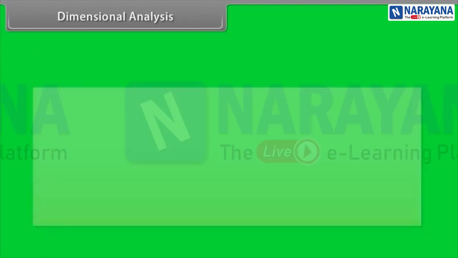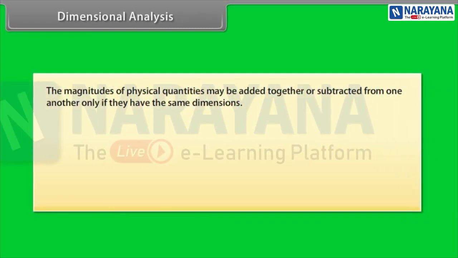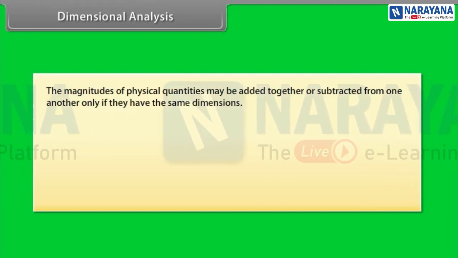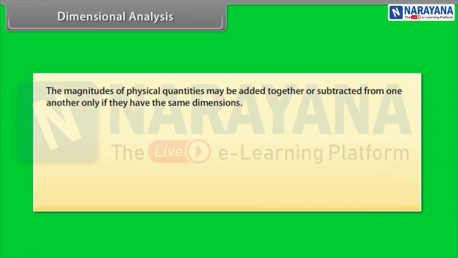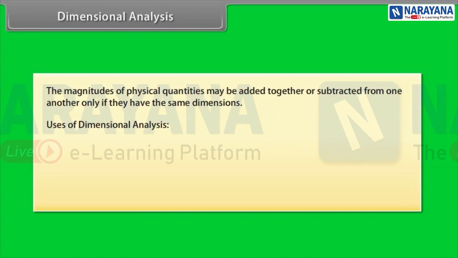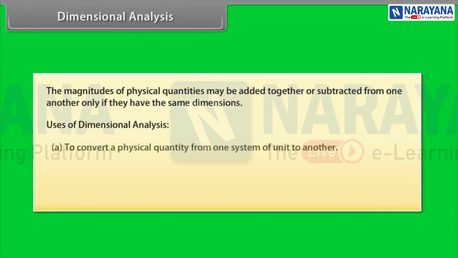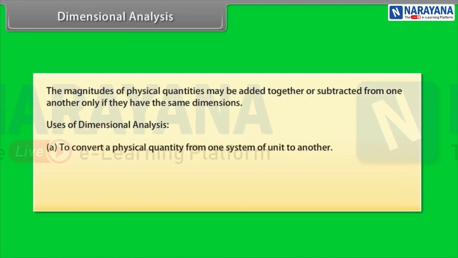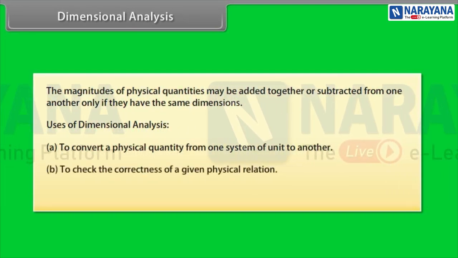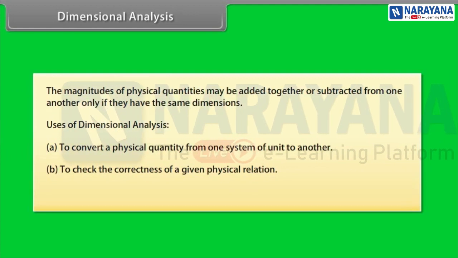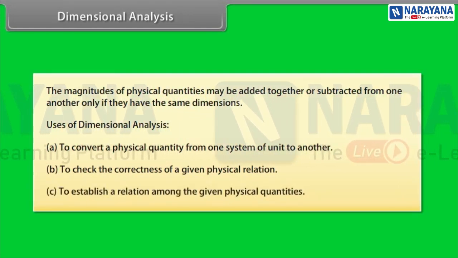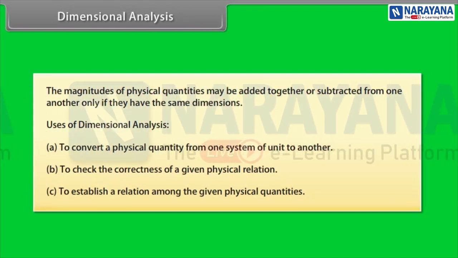Dimensional analysis. The magnitudes of physical quantities may be added together or subtracted from one another only if they have the same dimensions. Uses of dimensional analysis. A. To convert a physical quantity from one system of unit to another. B. To check the correctness of a given physical relation. C. To establish a relation among the given physical quantities.